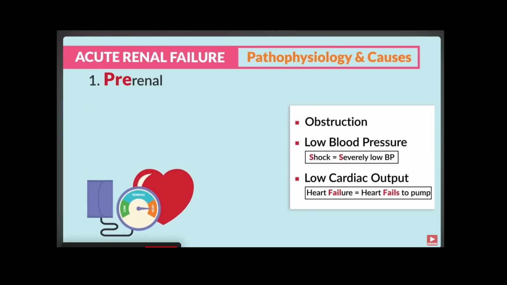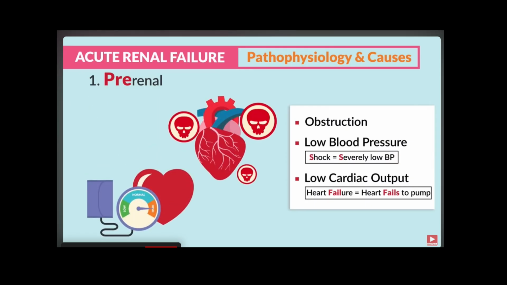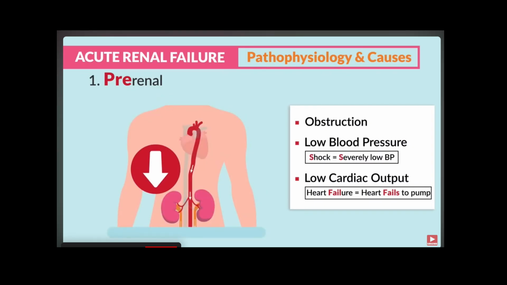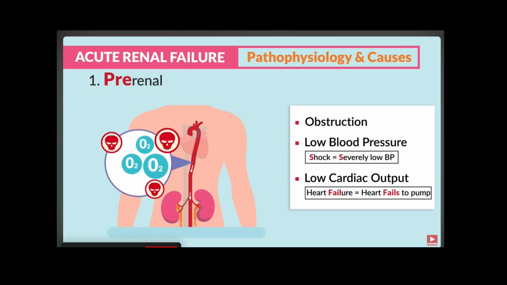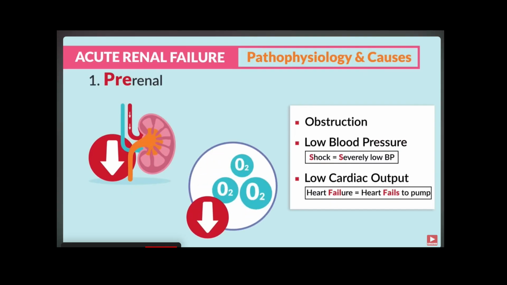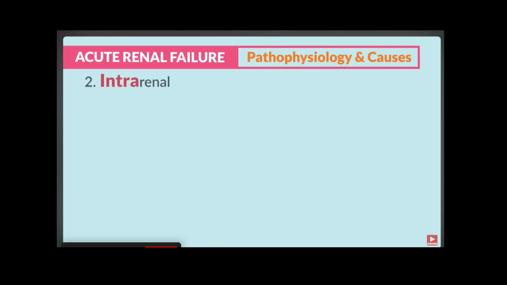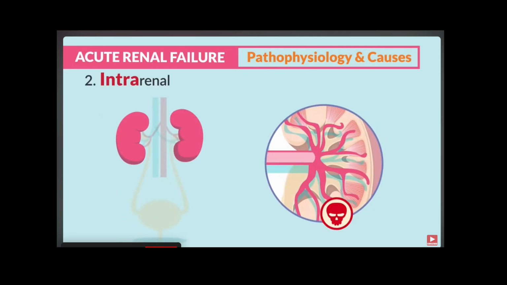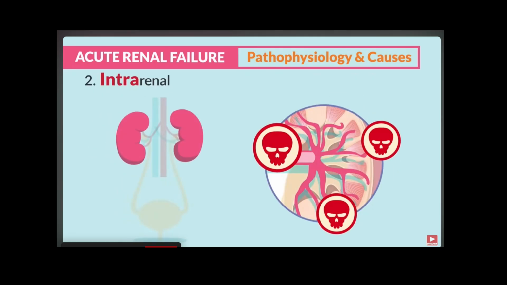Even though we may have high blood pressure with heart failure clients, the big problem is low cardiac output. We get low volume of oxygen-rich blood out of the heart. This results in less perfusion and less oxygen to the kidneys. Next, we have intrarenal, that direct damage inside the kidney itself.